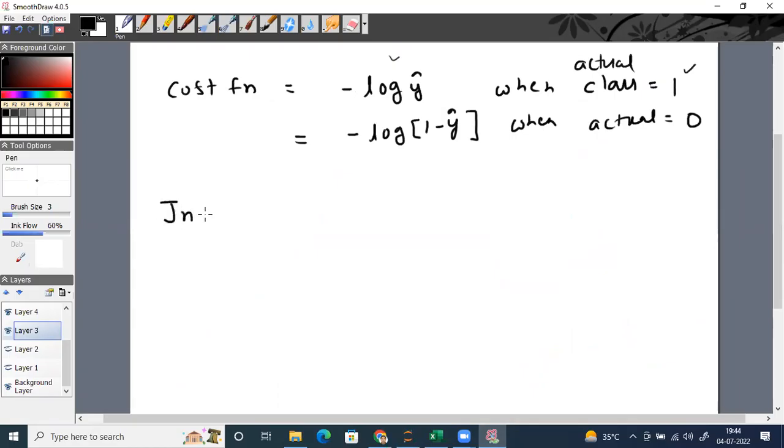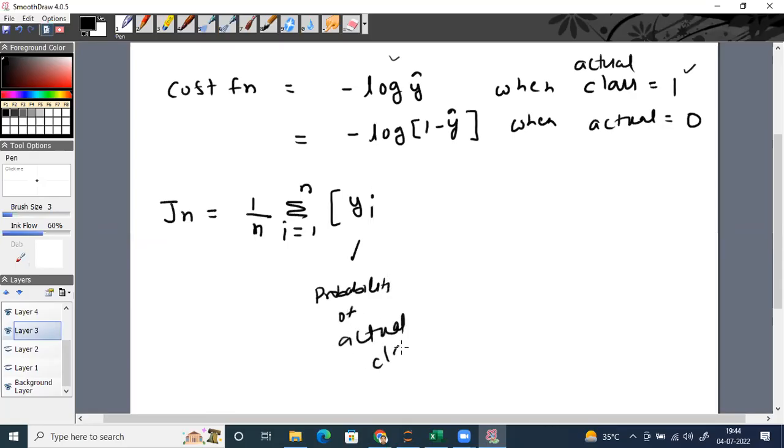My complete cost function is given by, see everyone, because we may have n data points, so I'm mentioning here 1 upon n, summation i is equal to 1 to n. Because we are finding the average cost function, it may be n data points. Square bracket yi, where y is what? Your actual class. Remember, probability of actual class. This is your actual class, representing actual class.